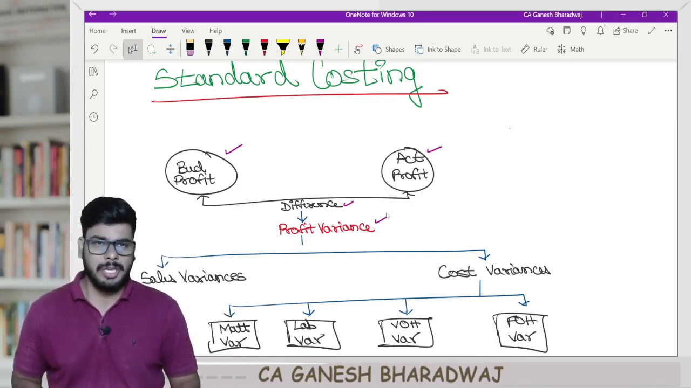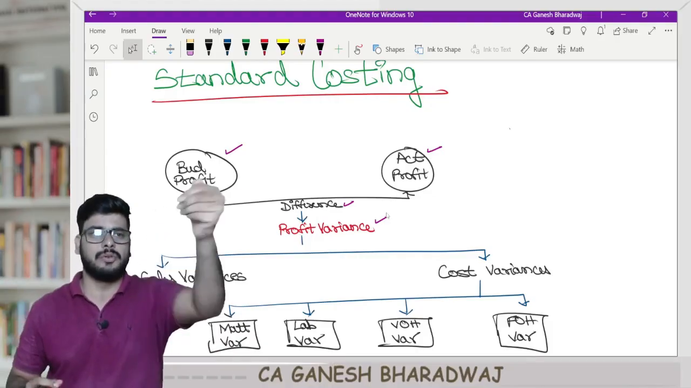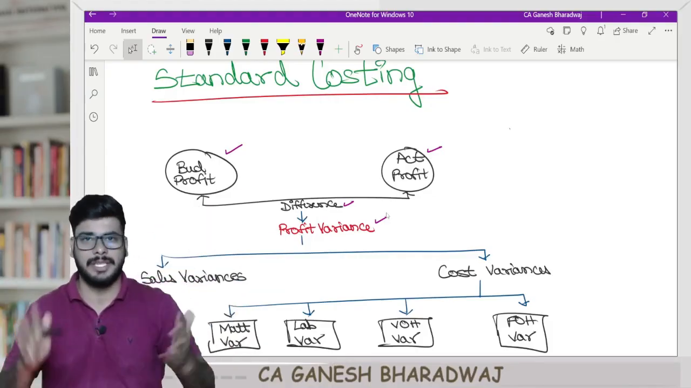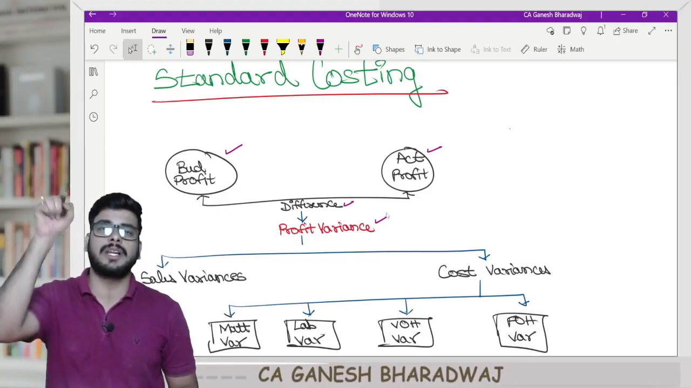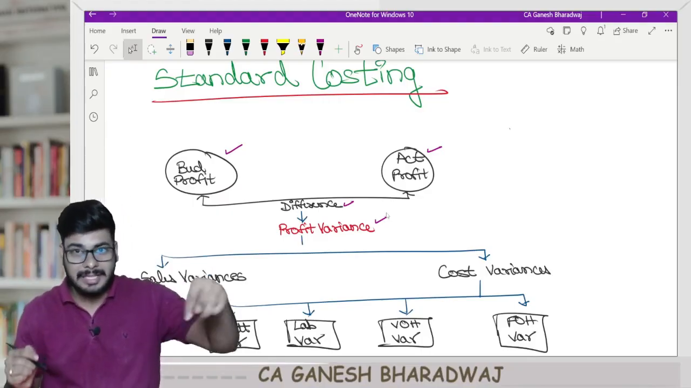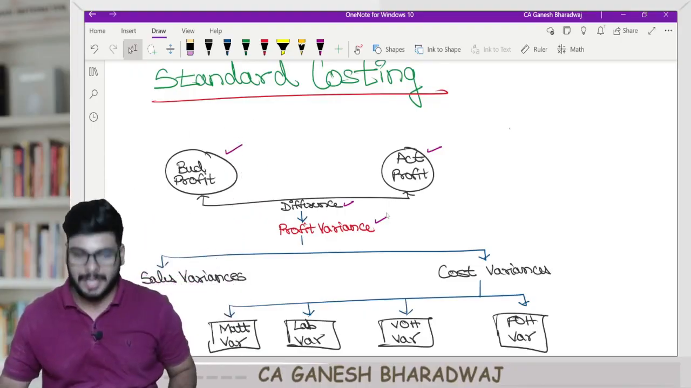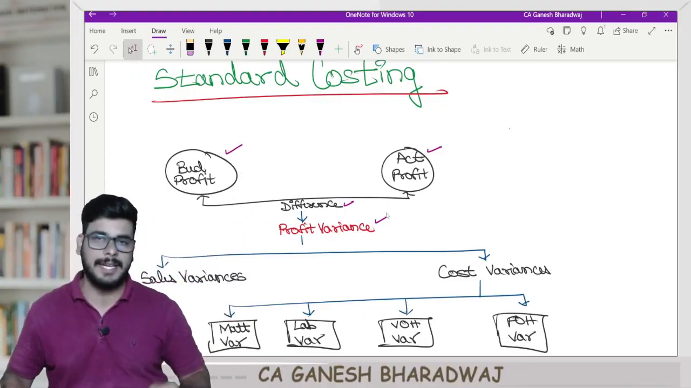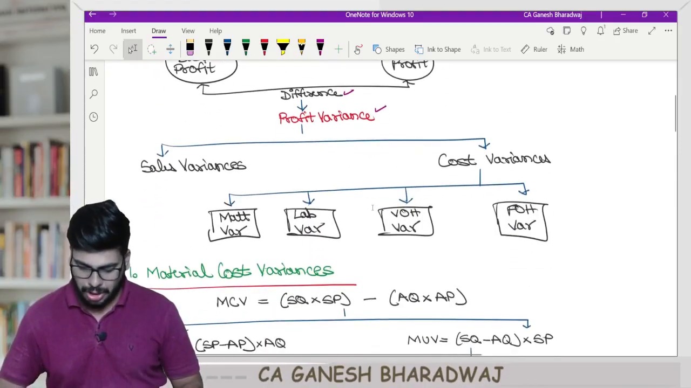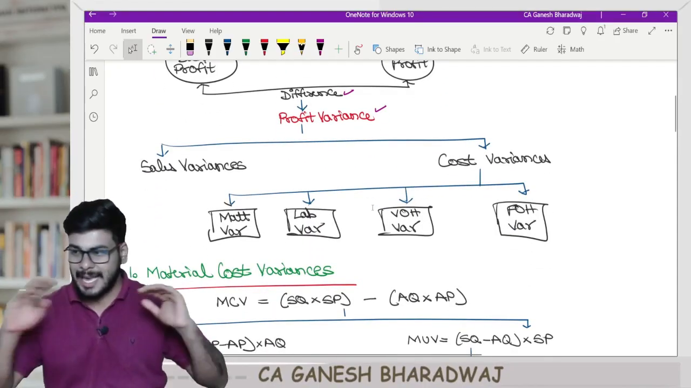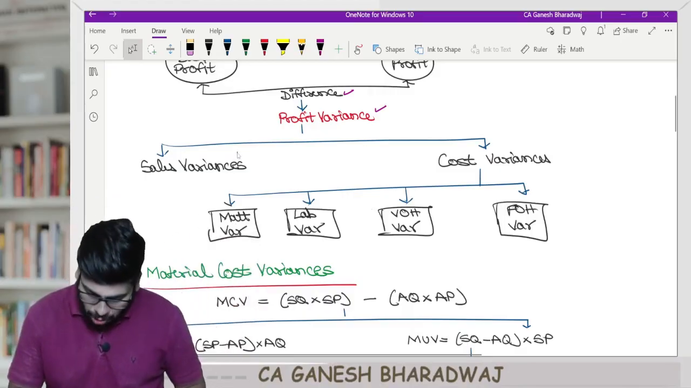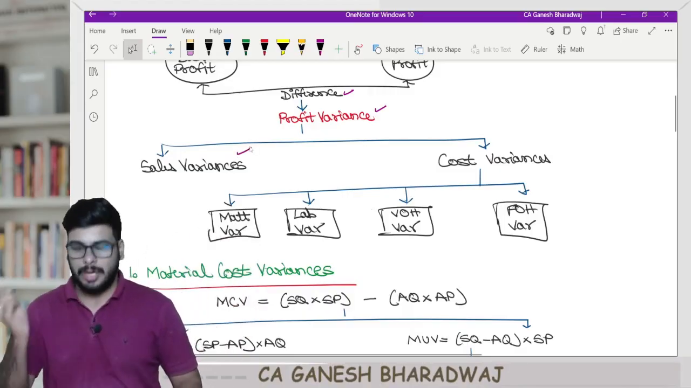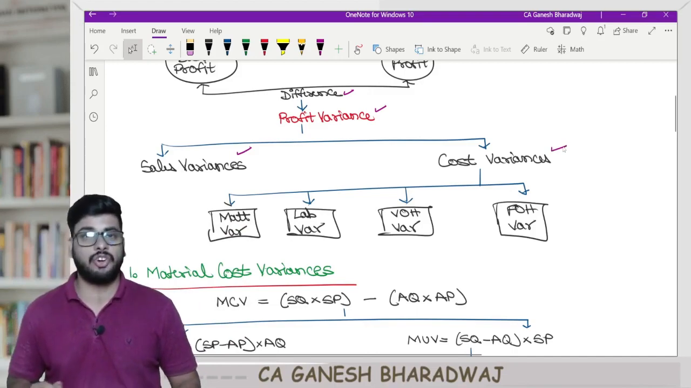What do you mean by variance? Variance means difference, the difference in profit. Here, if you just report that so and so is the amount of profit variance, that is not enough. We need to know why, what were the reasons resulting in this particular profit variance. That is the study of this entire chapter called standard costing. The profit variance is attributable to two broad reasons: one is the variances happening on the sales side, and the other is the variances happening on the cost side.